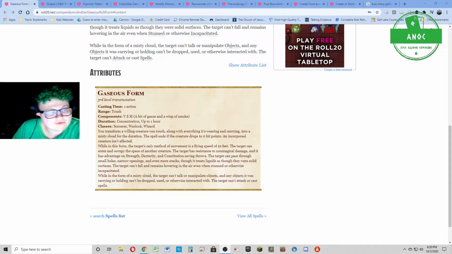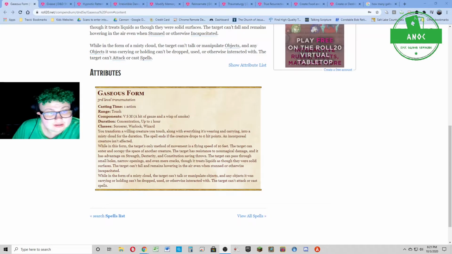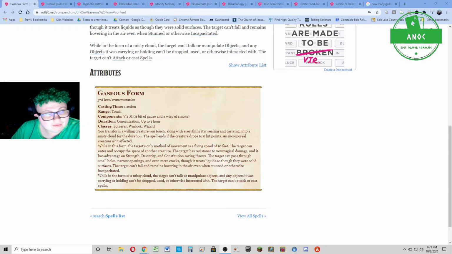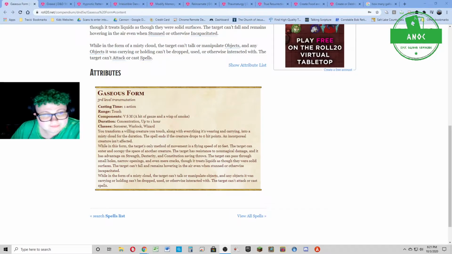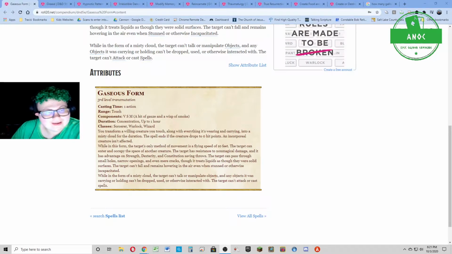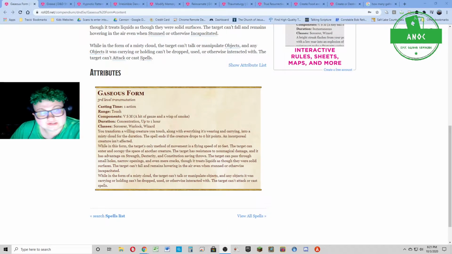The spell reads, you transform a willing creature you touch along with everything it's wearing and carrying into a misty cloud for the duration. The spell ends if the creature drops to 0 hit points. An incorporeal creature isn't affected while in this form. The target's only method of movement is a flying speed of 10 feet. The target can enter and occupy the space of another creature. The target has resistance to non-magical damage, and it has advantage on strength, dexterity, and constitution saving throws.